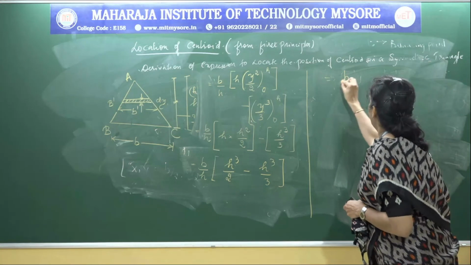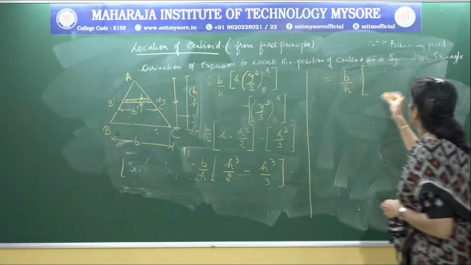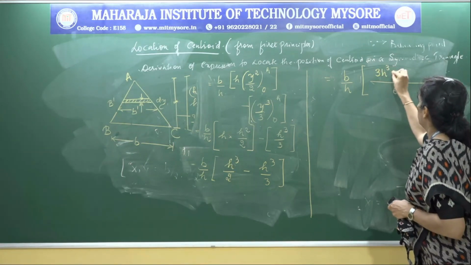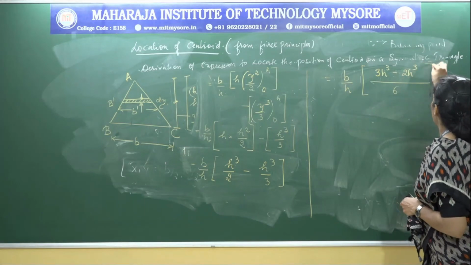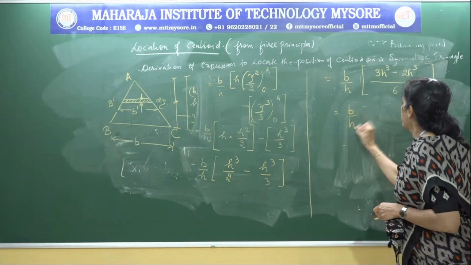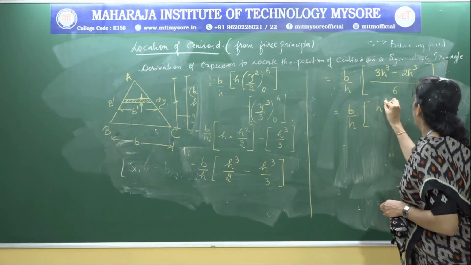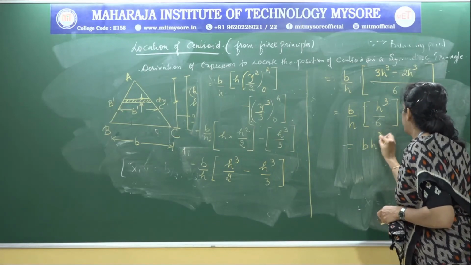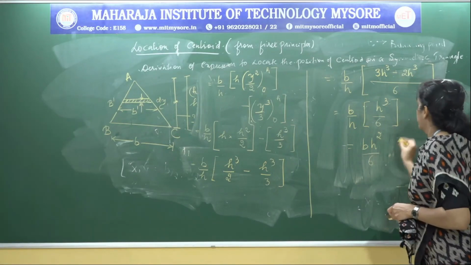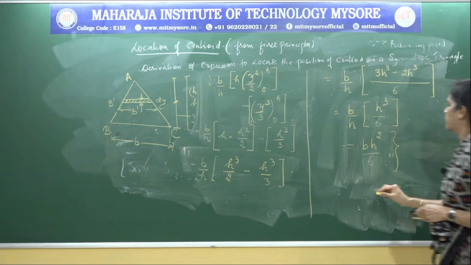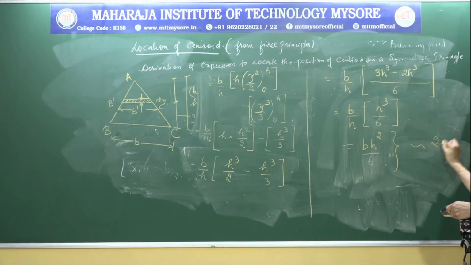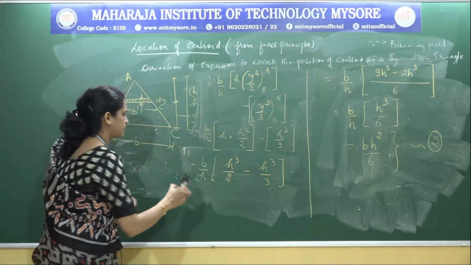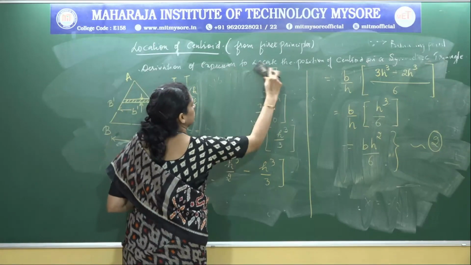We get b by h into 3h cube minus 2h cube. Now upon simplification, we get b by h into h cube by 6. Therefore, we get bh square by 6. So this is the expression. We shall name this as equation 2.